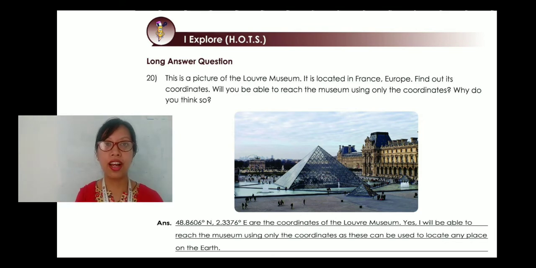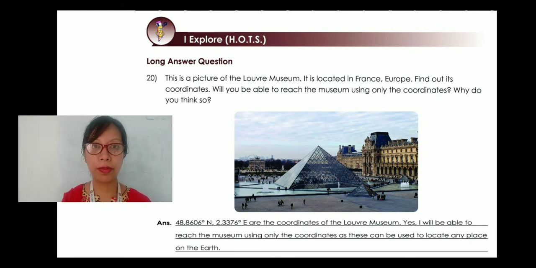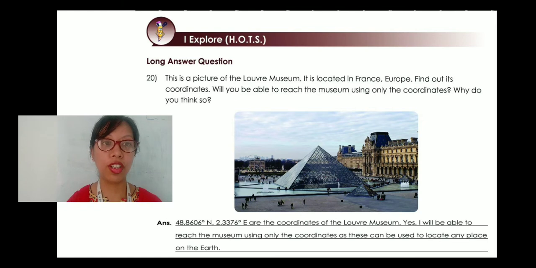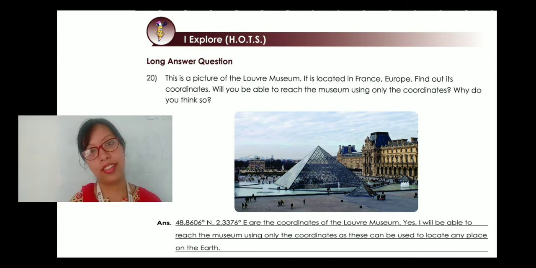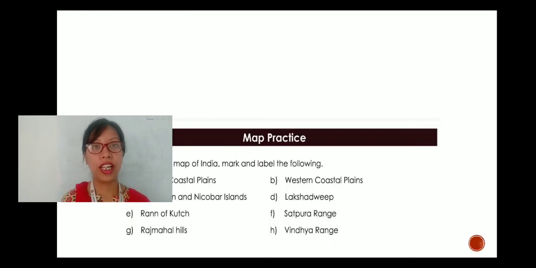Now let's read out the answer. The coordinates of the Louvre Museum are 48.8606 degrees north and 2.3376 degrees east. Yes, I will be able to reach the museum using only the coordinates, as these can be used to locate any place on the earth. So with the name of the place and the coordinates, we can locate any place on the earth. Clear? Now let's move to the next one.